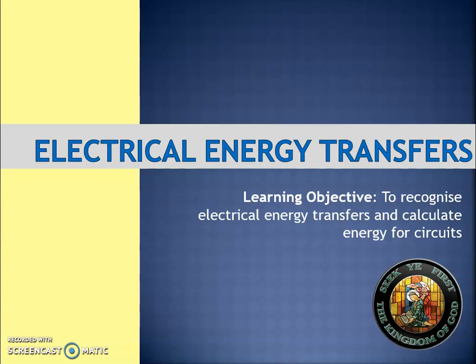I'm Mr. Green here. I'm going to take you through the next lesson on the electricity topic of the Physics AQA GCSE Combined Science. This lesson is on electrical energy transfers. Your learning objective today is to recognise electrical energy transfers and calculate energy for circuits. You can pause the video and take that down as your learning objective.